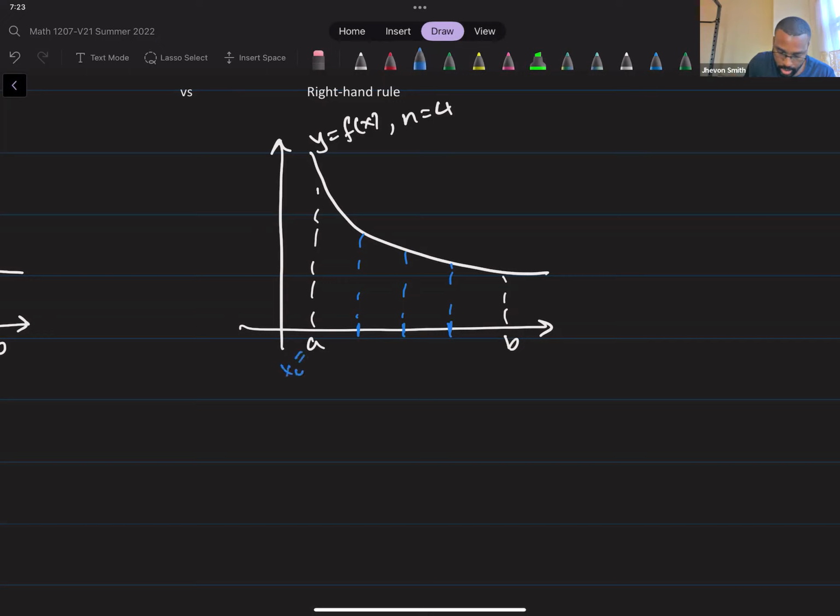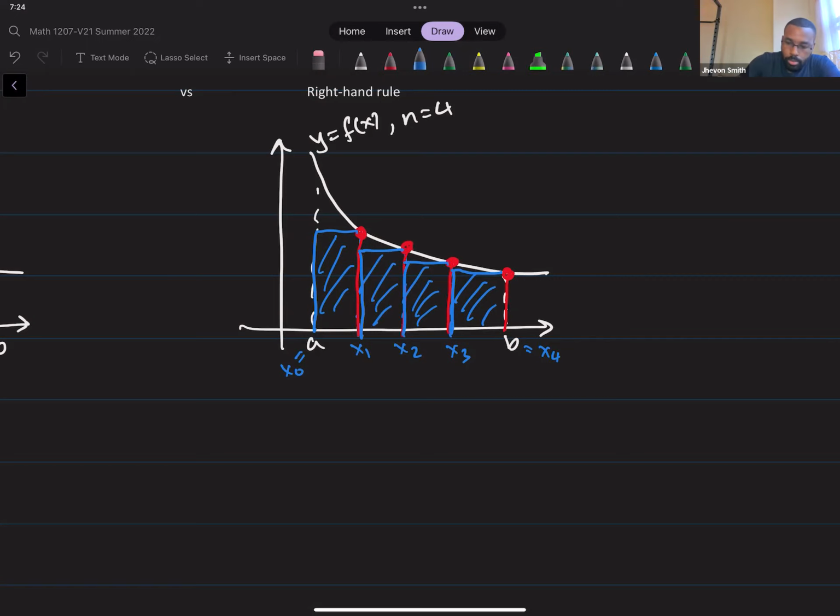So here is x0, this is x1, this is x2, this is x3, this is x4. I can use the right side to determine the height. So then I would have a bunch of rectangles like so. Then I can find these areas. Now, clearly this one is an underestimate because all my rectangles are under the curve. So the area I get from adding up these rectangles will not actually give me the area under the curve, but it will give me something slightly smaller.